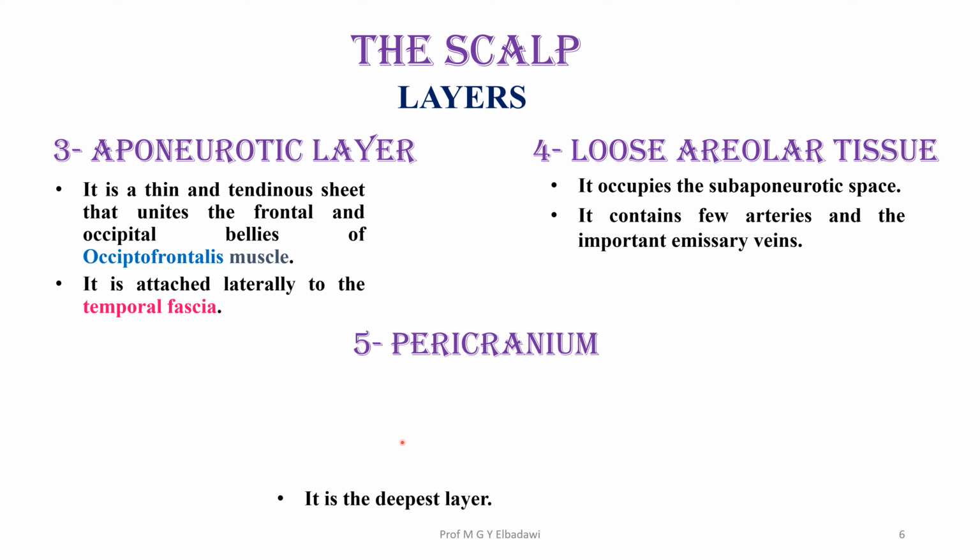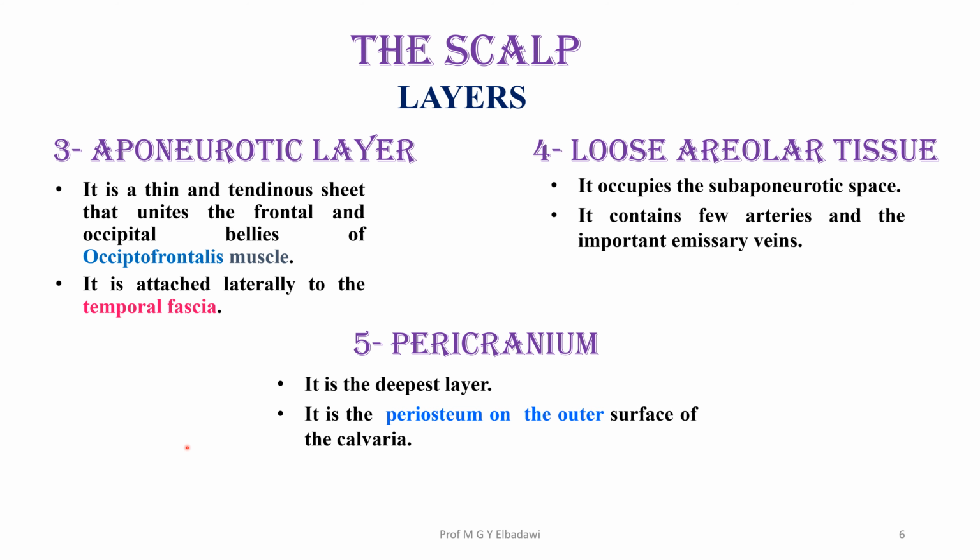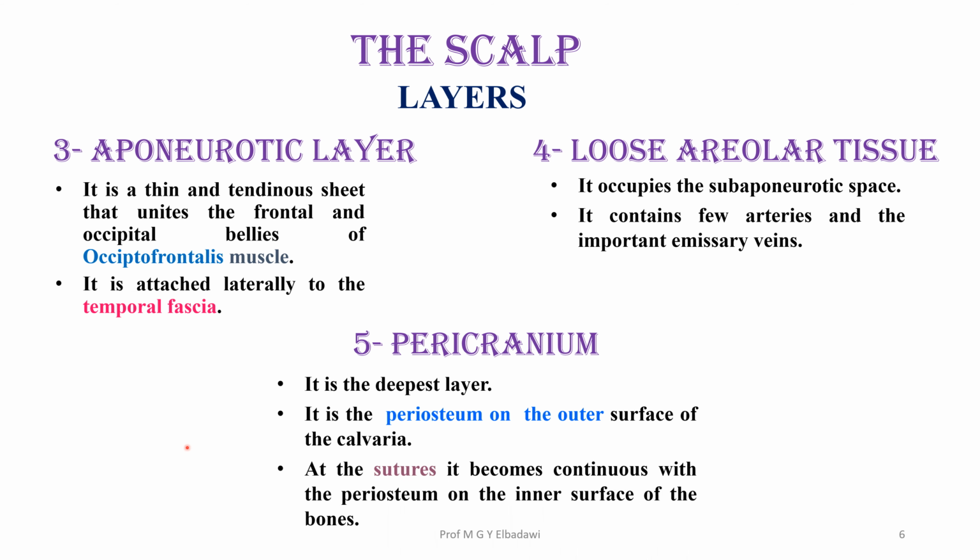The pericranium, which is the periosteum on the outer surface of the skull bones, is the deepest layer. It is the periosteum of the outer surface of the calvaria. At the sutures, this periosteum goes through to be attached to the periosteum on the inner surface of the bones, what we call the endosteal layer.